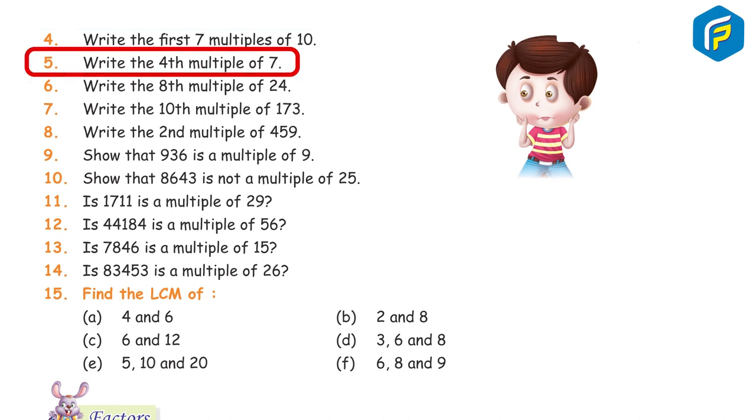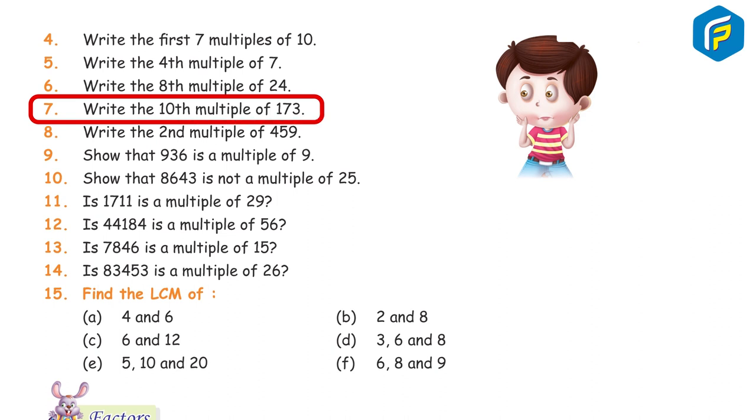Question 5. Write the 4th multiple of 7. 7, 14, 21, 28. Question 6. Write the 8th multiple of 24. 24, 48, 72, 96, 120, 144, 168, 192. Question 7. Write the 10th multiple of 173. 173, 346, 519, 692, 865, 1038, 1211, 1384, 1557, and 1730. Question 8.